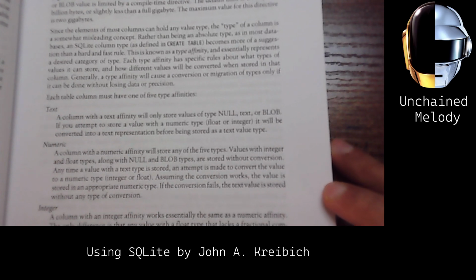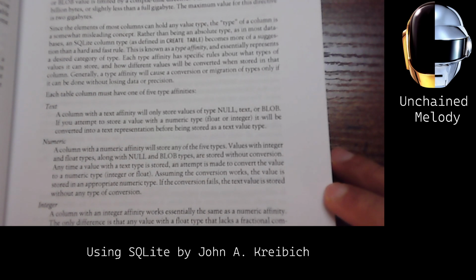Text. A column with text affinity will only store values of type null, text, or blob. If you attempt to store a value with numeric type, that is float or integer, it will be converted into a text representation before being stored as a text value type.